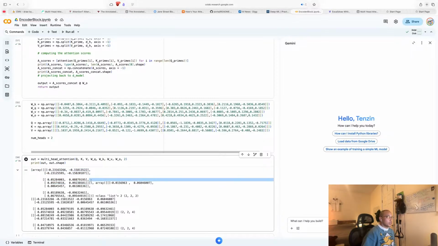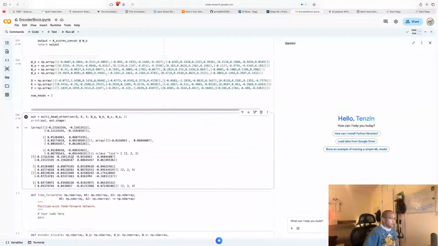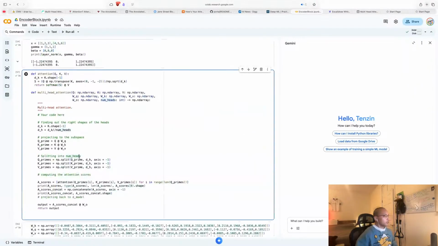Oh, so this attention is wrong. It's producing two 4x4 attention matrices, which is seemingly the source of our problems. And let's see, where is it coming from?